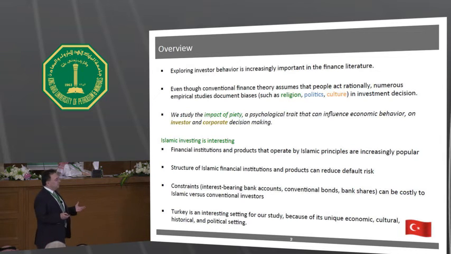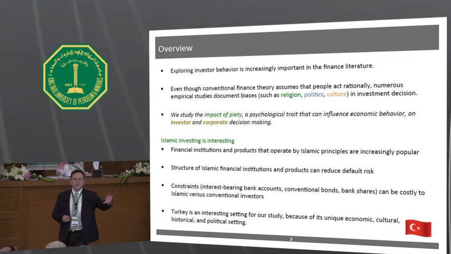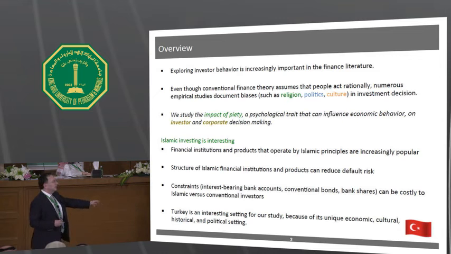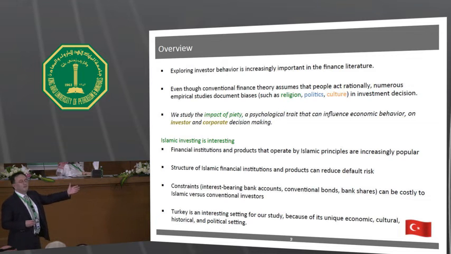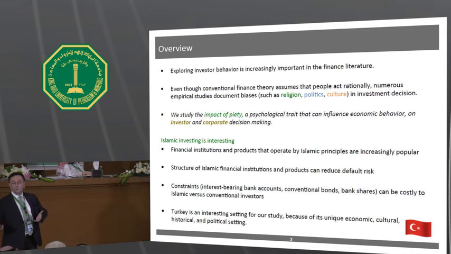So in this paper, we have a very simple idea. What we are trying to achieve is to examine the impact of piety, how religious you are, on investors and on corporate financial decision making. Basically, how religious you are, how it is going to affect the investors' investment decisions, and also how it is going to affect the firms as well.